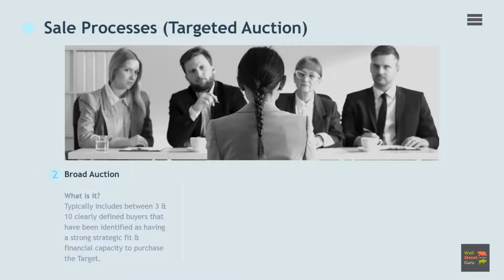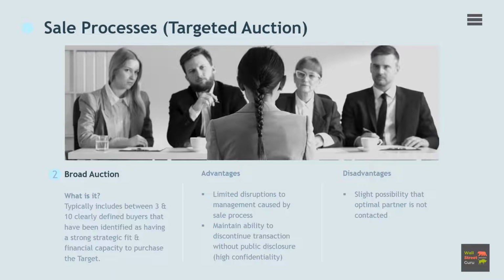A targeted auction typically includes between 3 and 10 clearly defined buyers that have been identified as having a strong strategic fit and/or desire, as well as the financial capacity to purchase the target. This process is most effective when there is a clearly identifiable universe of likely bidders. This process is more conducive to maintaining confidentiality and minimizing business disruption to the target. But, at the same time, there is greater risk of leaving money on the table by excluding a potential bidder that may be willing to pay a higher price.